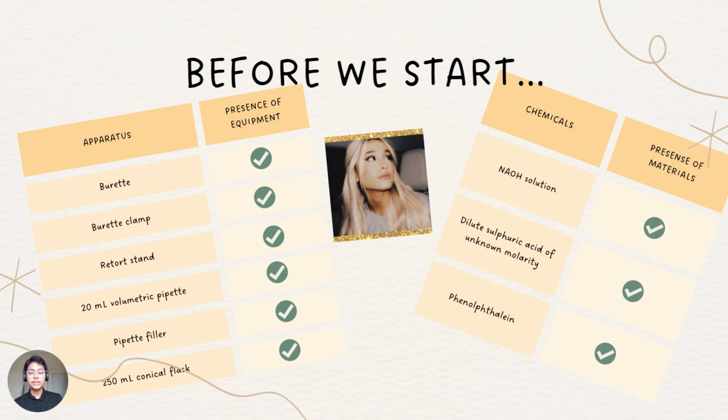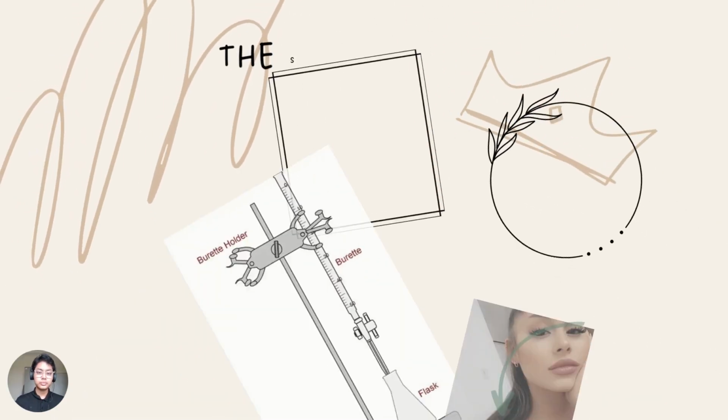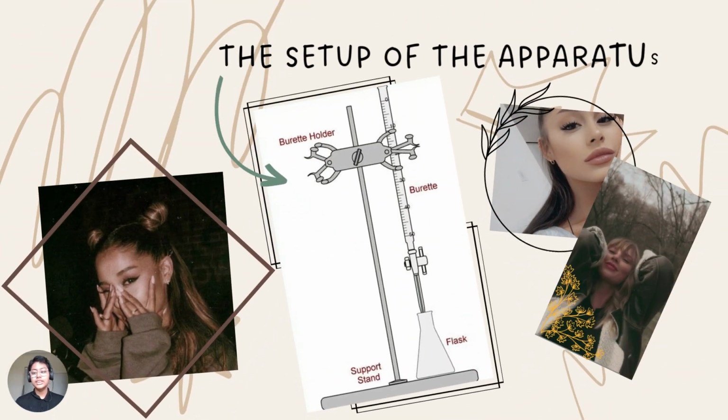After all the apparatuses and chemicals are ready on your table, please make sure that all of them are in a good condition before proceeding with the experiment. This is because we need to make sure that there are no accidents to happen and no errors to occur. So this is the setup of the apparatus.